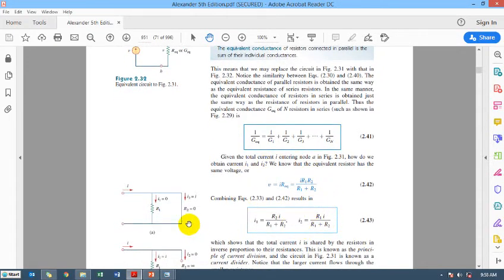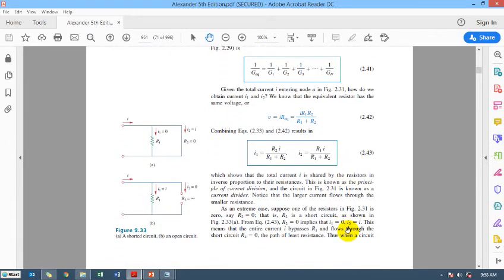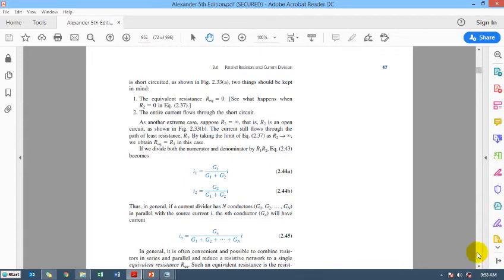This is about the current division that I will be doing in the next lecture. What does it mean? If I is coming, how is it going to be distributed in two branches? That is called the current divider. So the voltage divider VDR and current divider CDR we will be doing in the next chapter.